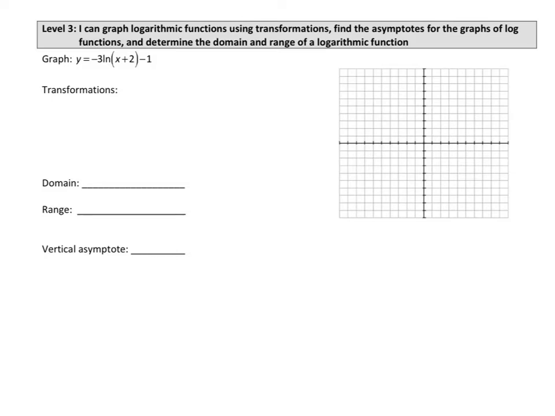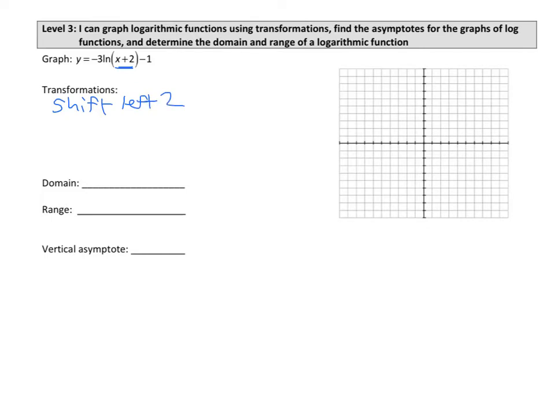In level 3, we will be graphing log functions using transformations such as reflections, stretches, and shrinks, and then we will still have shifts like we did in level 2. So looking at this function, y equals -3 natural log of x plus 2 minus 1, the horizontal transformation that's inside by the x, the plus 2, is going to be shifting 2 units to the left. Shift left 2.